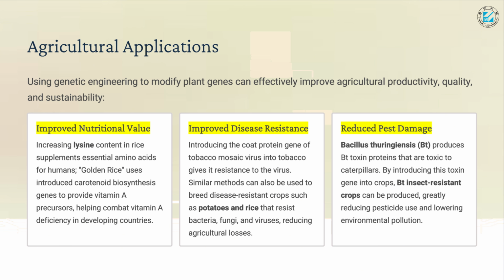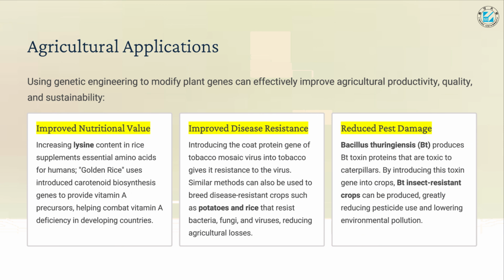Genetic engineering is also widely used in agriculture. One application is improved nutritional value. For example, rice can be modified to increase essential amino acid content, such as lysine. Golden rice is another example. It contains genes to produce more vitamin A precursor. This is particularly important in regions where vitamin A deficiency causes blindness and immune problems.